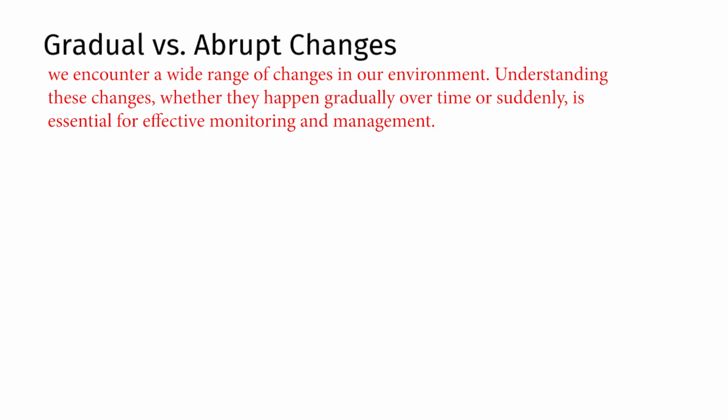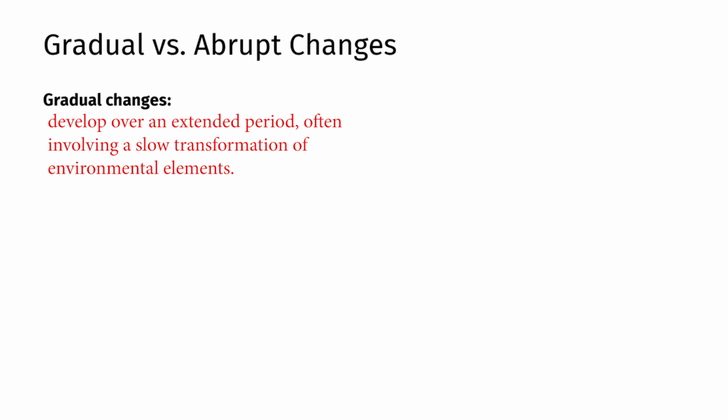Alright, next, we have gradual and abrupt types of changes. In geospatial analysis, we encounter a wide range of changes in our environment. Understanding these changes, whether they happen gradually over time or suddenly, is essential for effective monitoring and management. Let's delve into the distinctions between gradual and abrupt changes. Gradual changes develop over an extended period, often involving a slow transformation of environmental elements.